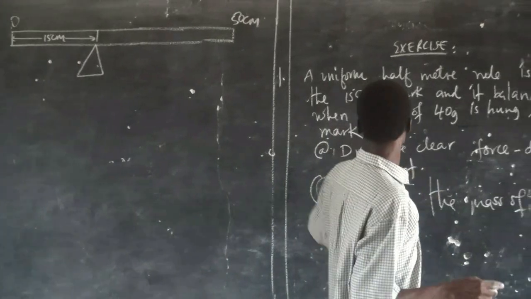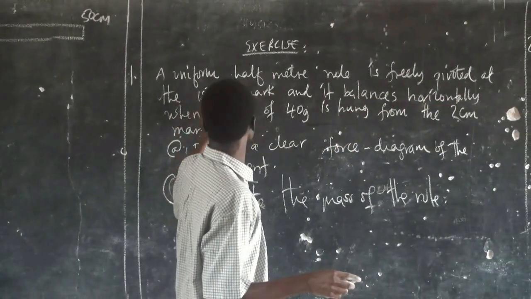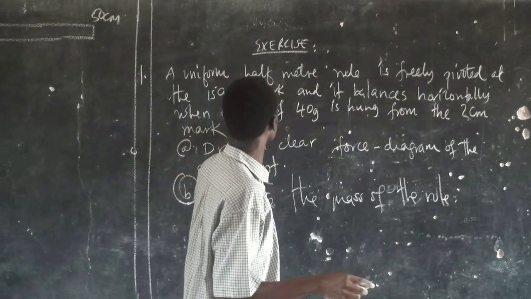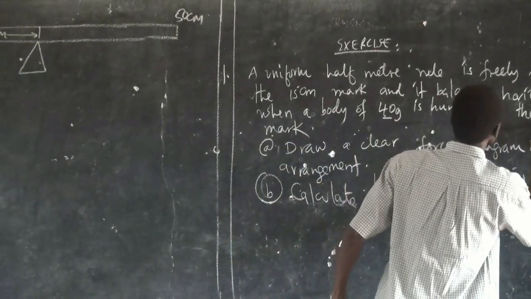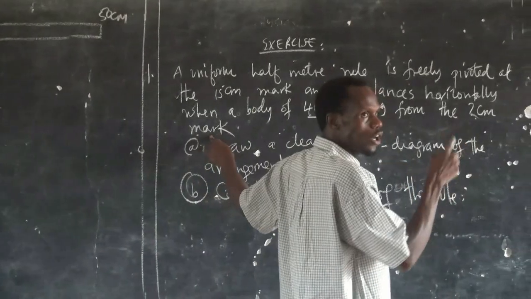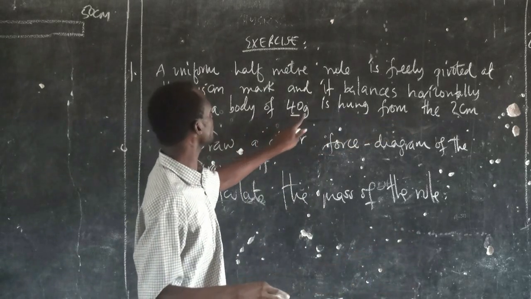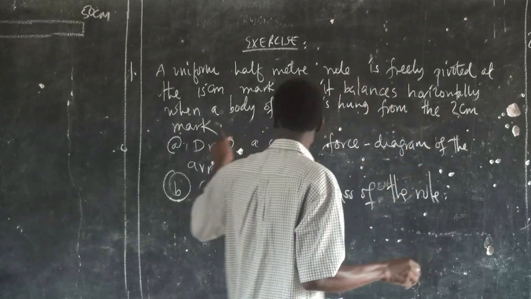That is the first statement. A uniform half metre rule is freely pivoted at the 15 centimeter mark, and it balances horizontally when a body of 40 grams is hung from the 2 centimeter mark.